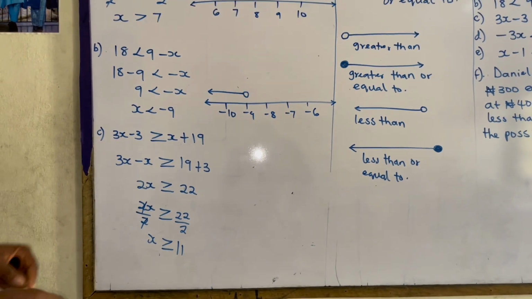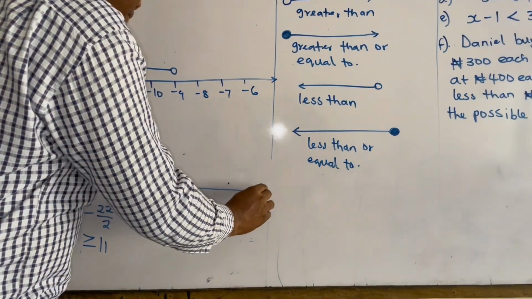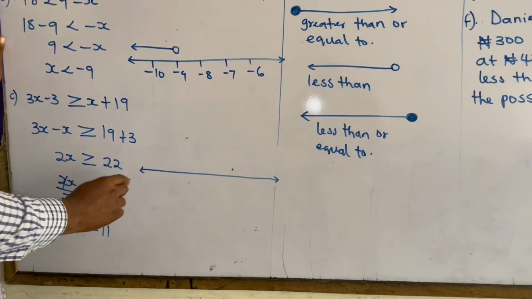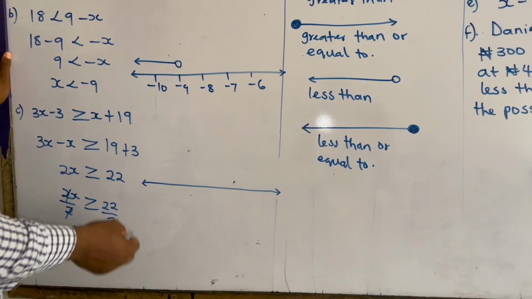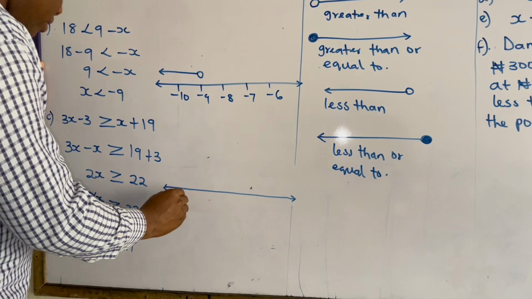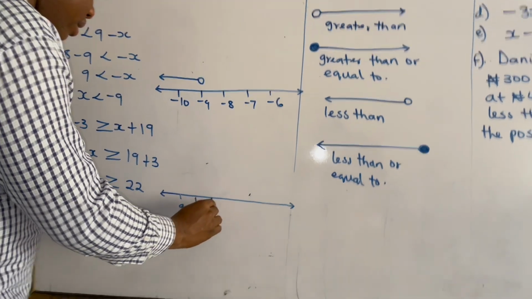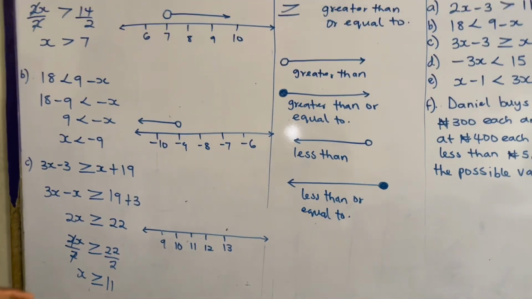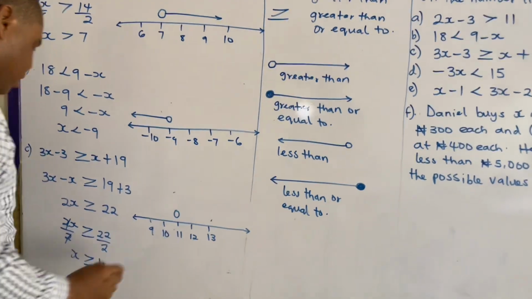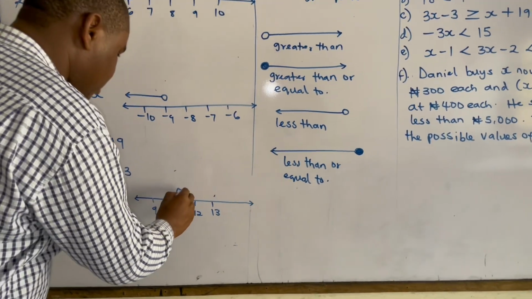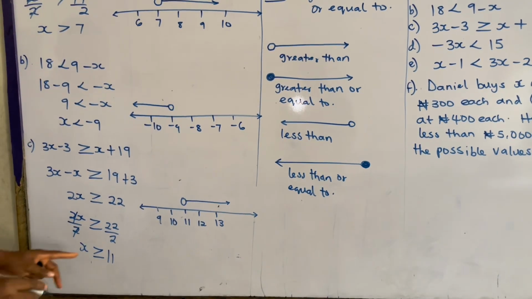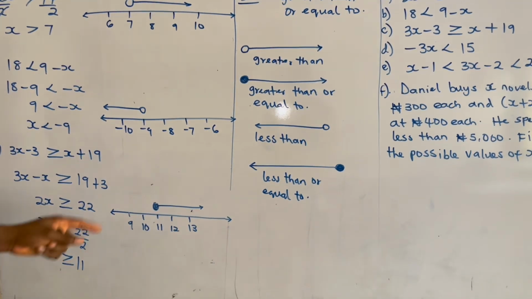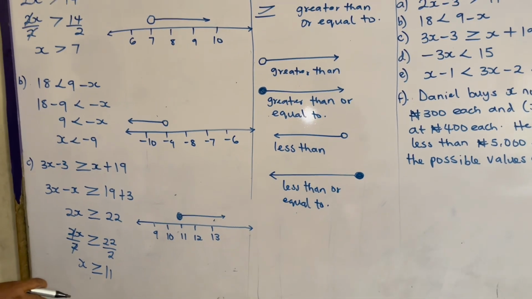To represent this on the number line, since our focus is on 11, I'll focus on that range of values from maybe 9 to 11 or 9 to 12. So I have 9, 10, 11, 12, 13. So I can actually stop there. Alright, so we have 11 is greater than, that means I'm going to the right hand side, or equal to it means I have to shade this point. So this represents x is greater than or equal to 11.